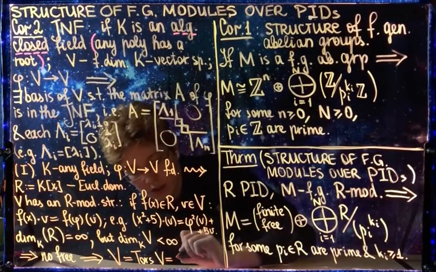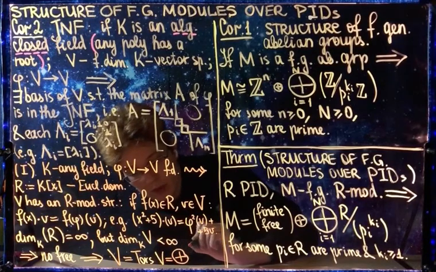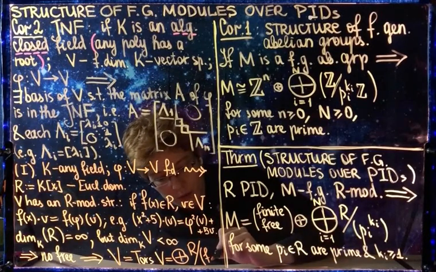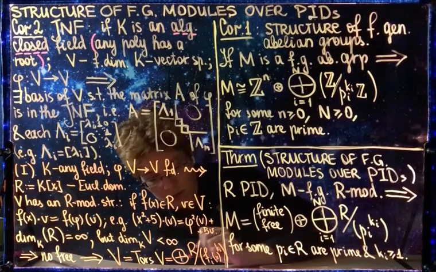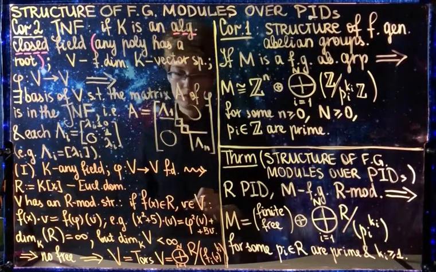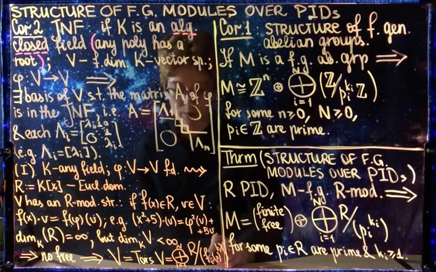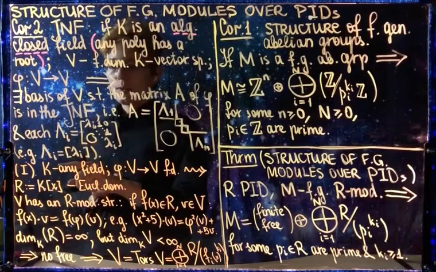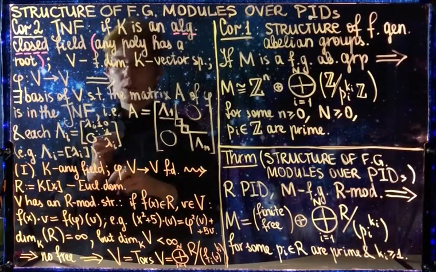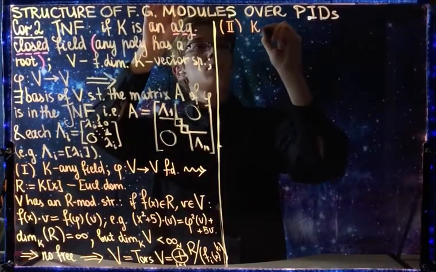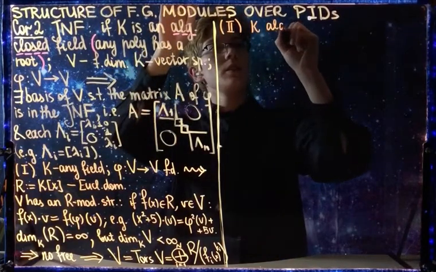And as such, it is equal to the direct sum of R mod out by a power of an irreducible polynomial, f_i(x) to the power k_i, for i from 1 to some capital M. And the f_i's are powers of irreducible polynomials. So far I haven't used that K is algebraically closed. And now we recall that we started with an algebraically closed field.